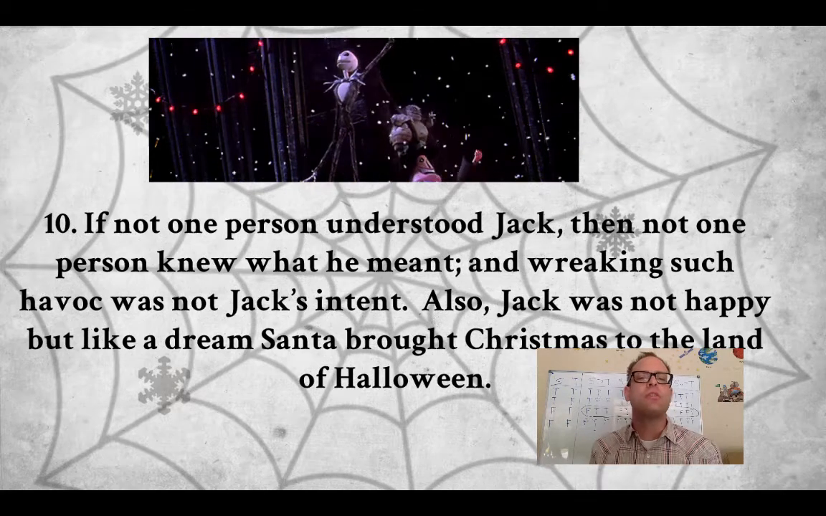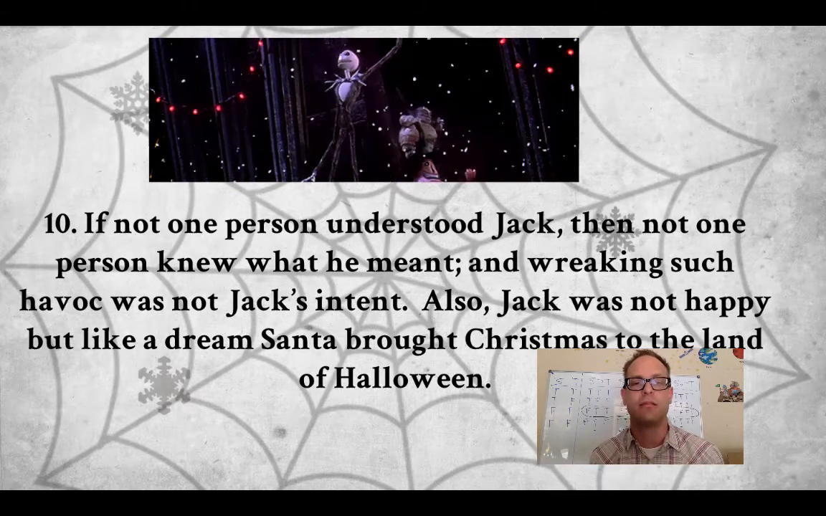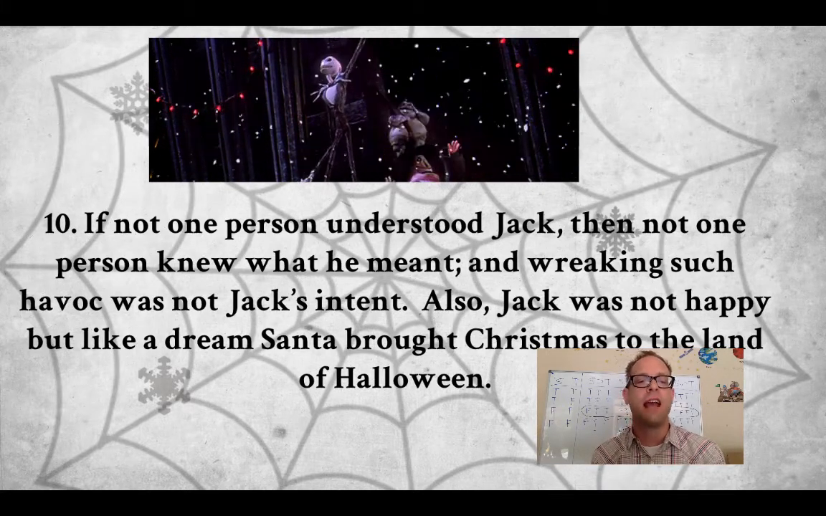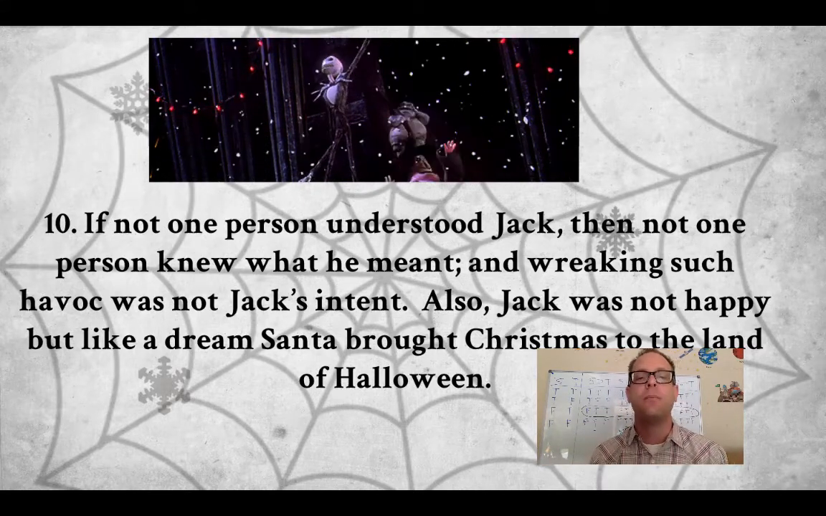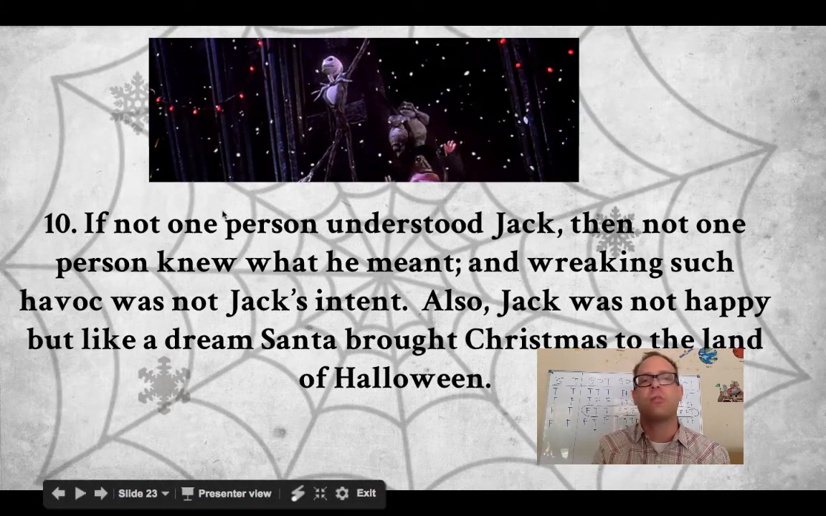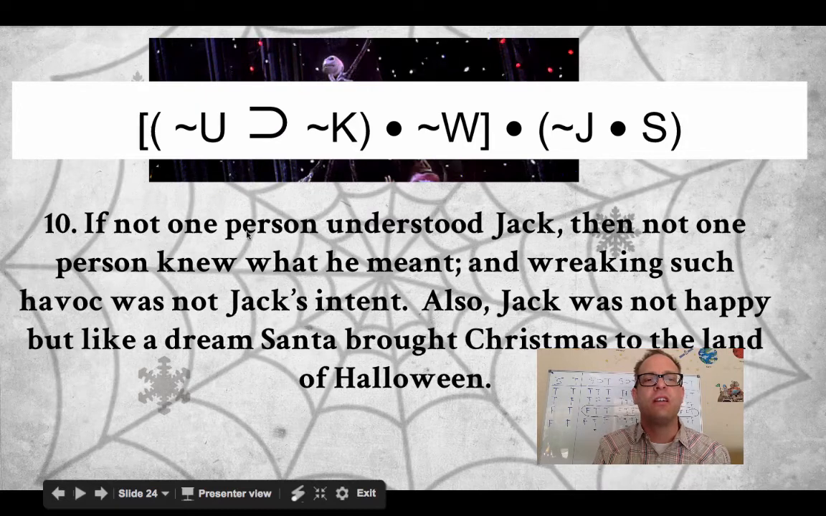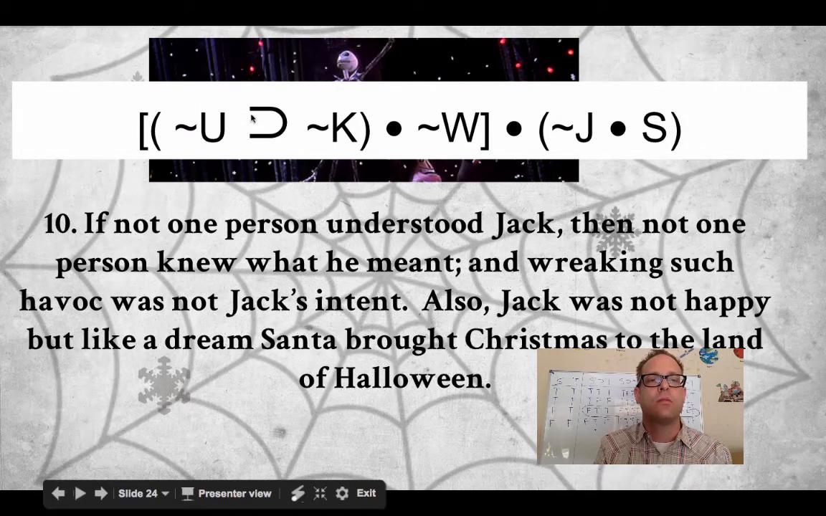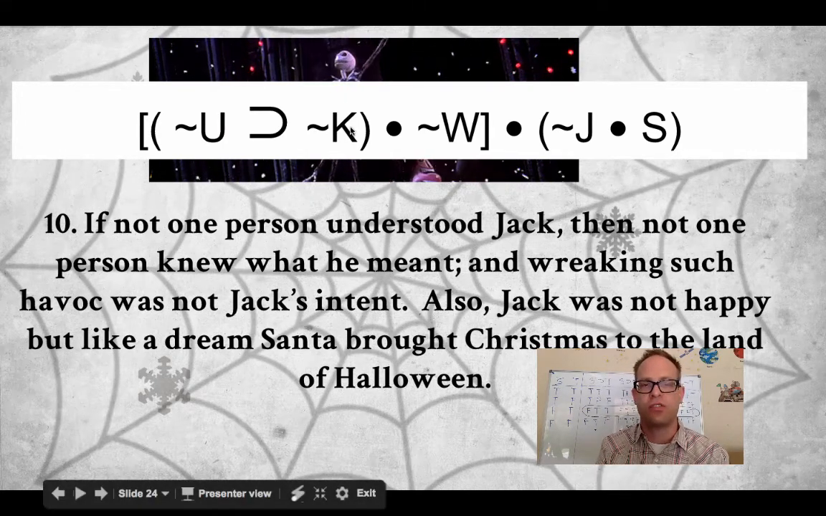Okay. If not one person understood Jack, then not one person knew what he meant, and wreaking such havoc was not Jack's intent. Also, comma, Jack was not happy, but like a dream, Santa brought Christmas to the land of Halloween. Okay, so remember, just take it a bite at a time. So here we go. We start with an if, so we're going to have some kind of conditional, which is going to end up right here. So if not one person understood Jack, so that's horseshoe, not one person understood Jack, then not one person knew what he meant, so not K, where K is one person knew what Jack meant. Here, not one person knew what Jack meant.